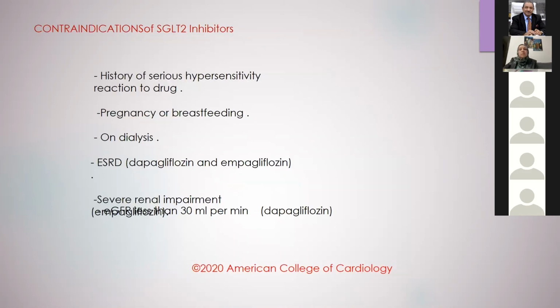Contraindications of SGLT2 inhibitors: history of serious hypersensitivity, pregnancy, breastfeeding, on dialysis, end-stage renal disease, dapagliflozin and empagliflozin, and severe renal impairment, which is GFR less than 30 ml per minute, especially dapagliflozin. Next slide.